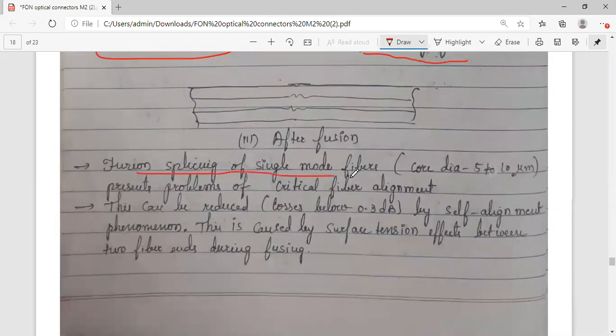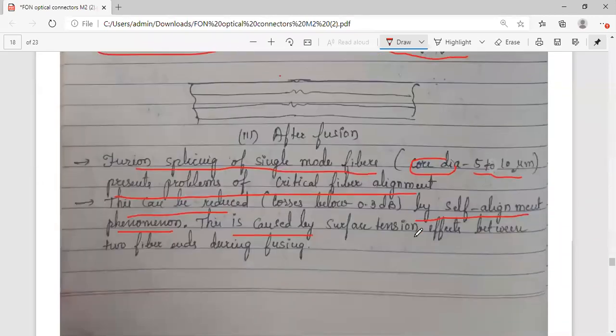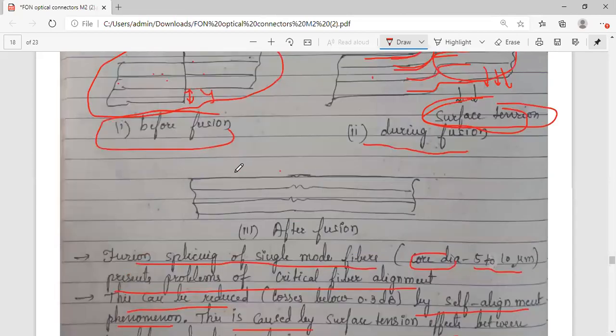In fusion splicing of a single mode fiber, the core diameter is specified as 5 to 10 micrometer. It presents a few problems, that is critical fiber alignment. This can be reduced by using the self-alignment phenomenon. Here, the main phenomenon is surface tension. Because of the surface tension, they tend to move, and the two optical fibers fuse and are aligned like this.